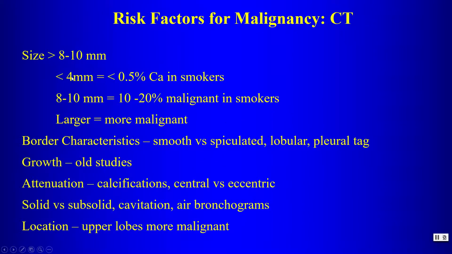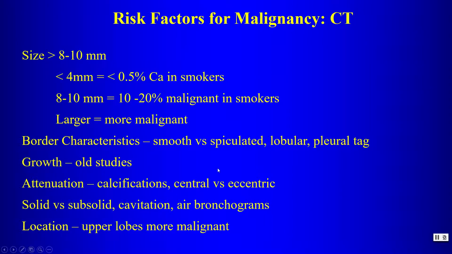Now, nodule size. Nodules that are less than 4 millimeters in size, even in smokers, have a very low probability of being cancer. On the other hand, if we have nodules that are larger than 8 millimeters in smokers, then the probability for cancer goes up substantially. The larger the lesion, the more you're going to be suspicious about malignancy.